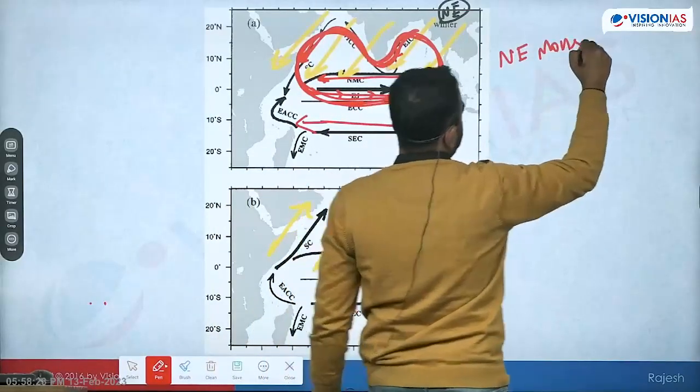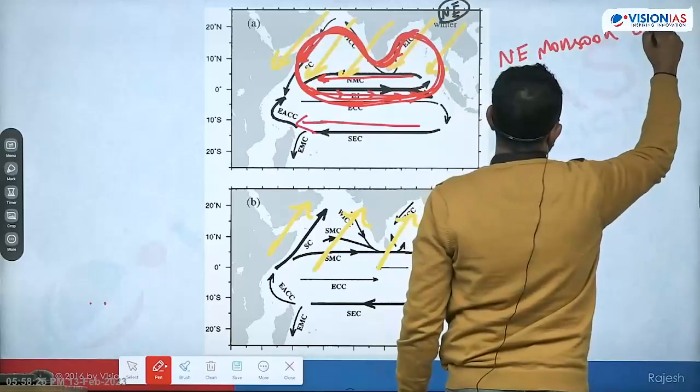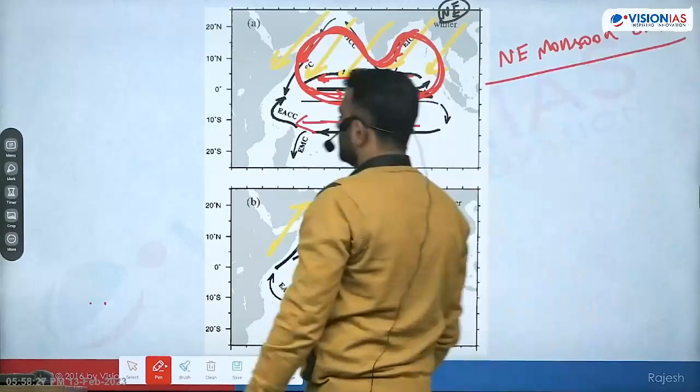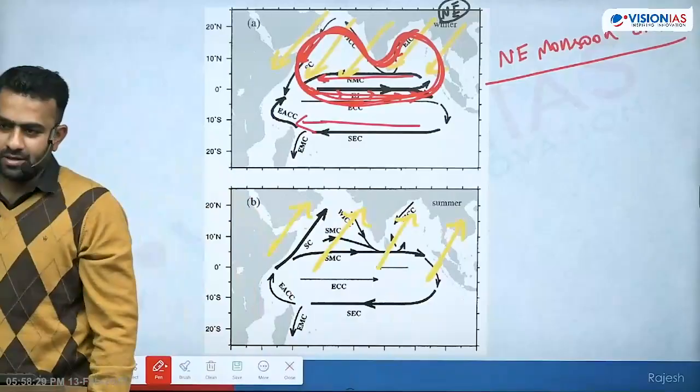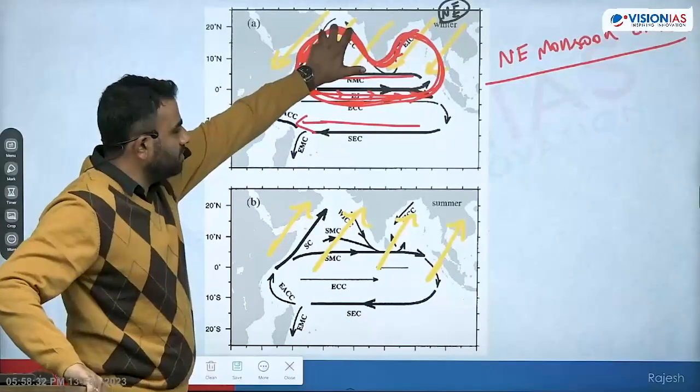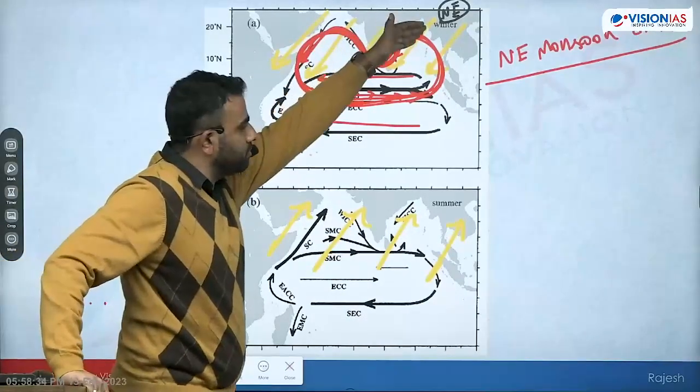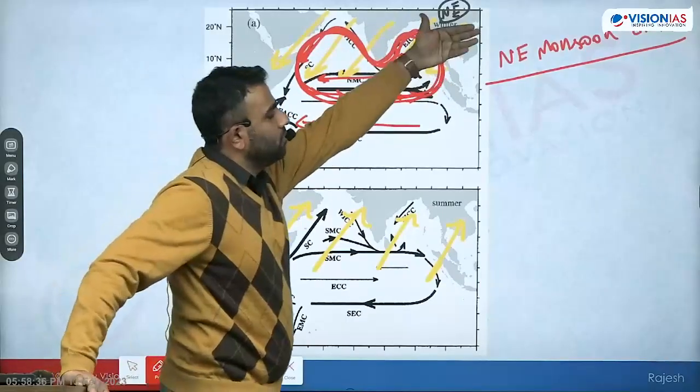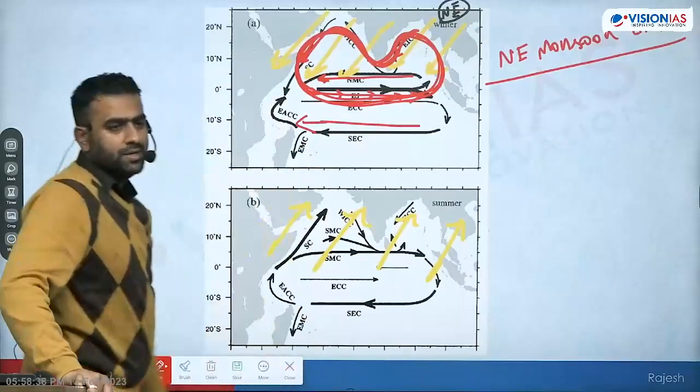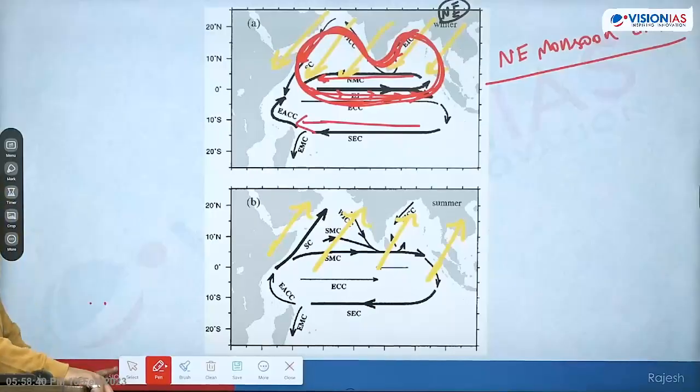northeast monsoon drift. So drift का मतलब था current, right? So this entire water which is moving in a counterclockwise direction under the influence of northeast monsoon is called as northeast monsoon drift. This is the situation in winter.